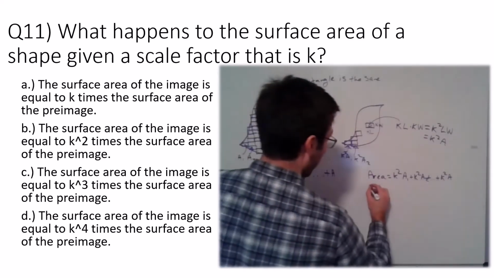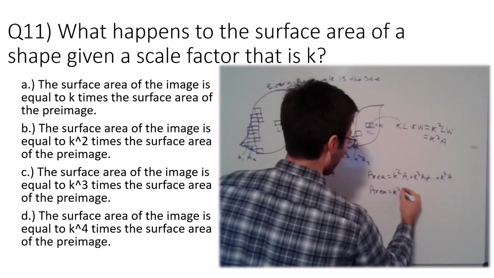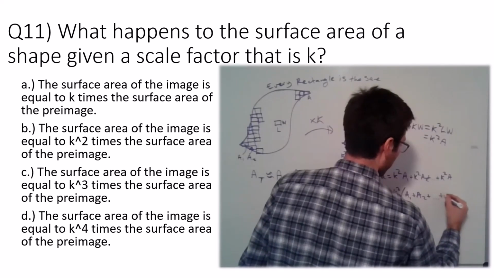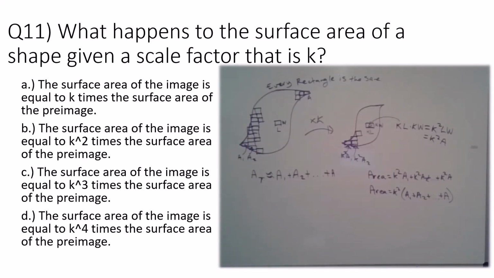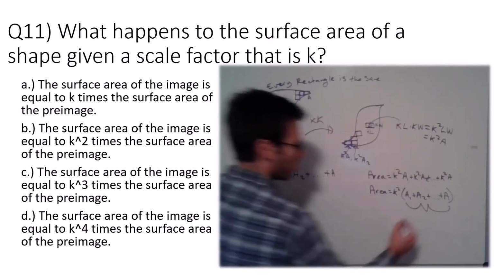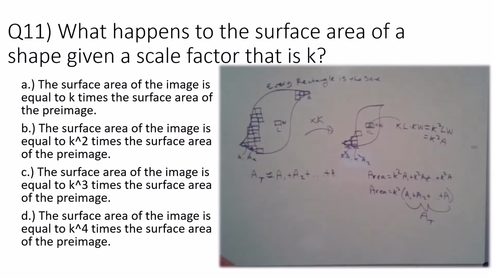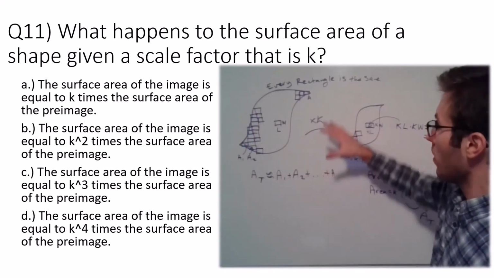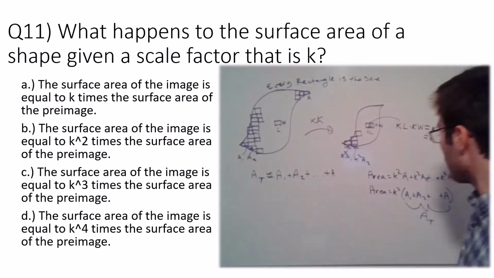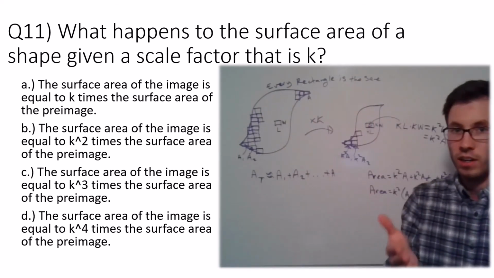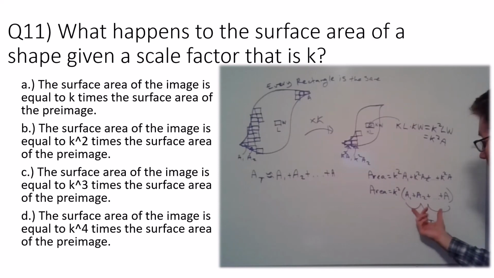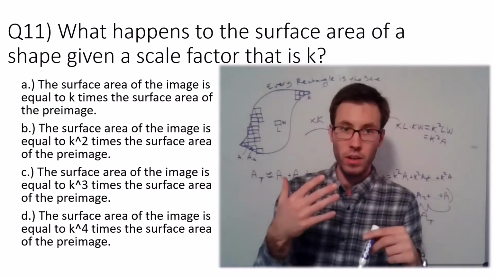So we can factor out the K squared from it, and the area of this value right here would be the area of your pre-image. So going from here to here, the area of the image is equal to K squared times the area of the pre-image. So that's the answer to that question.